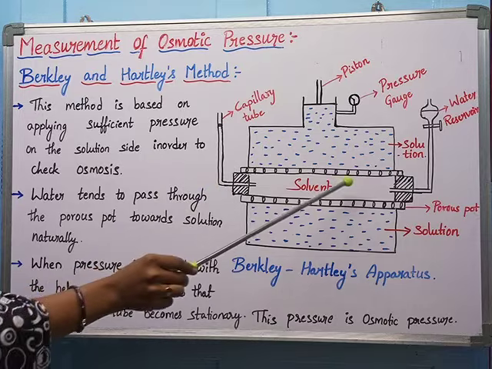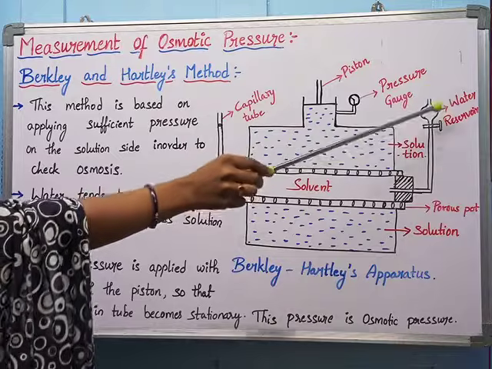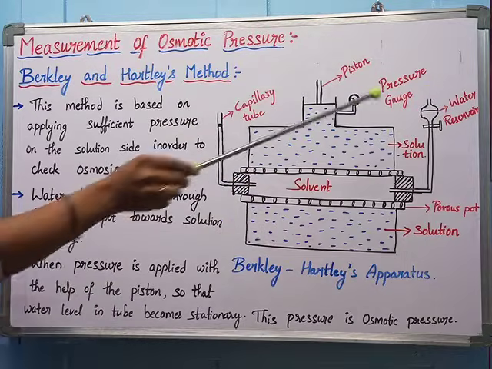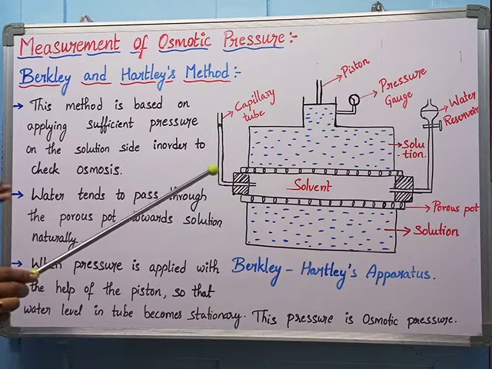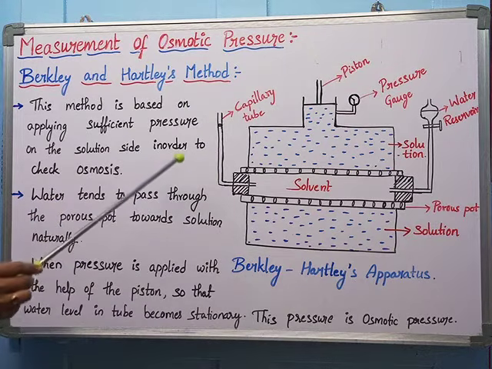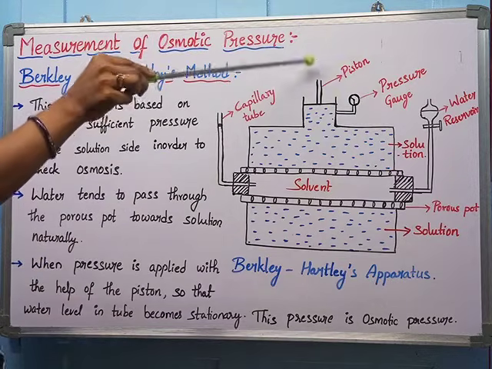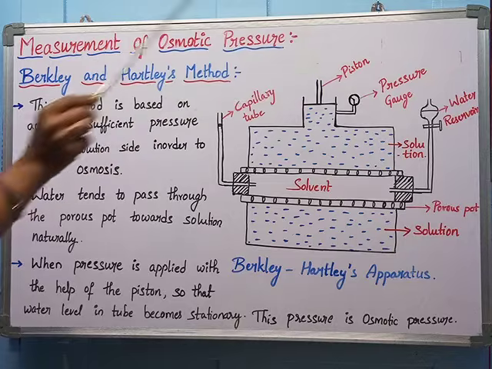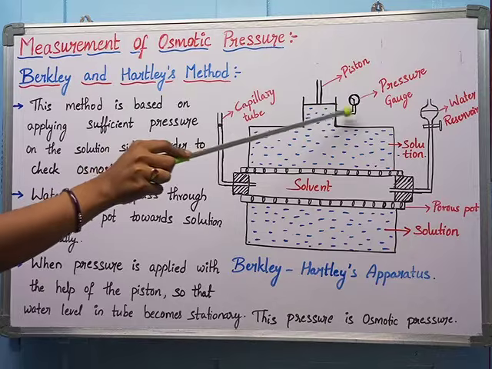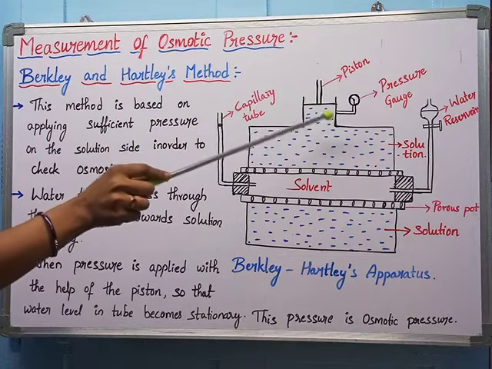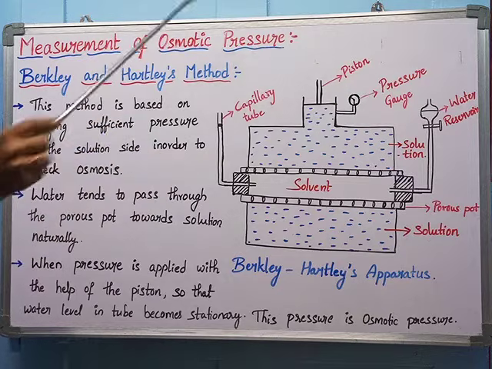This porous spot has two openings on both sides. One side is fitted with a water reservoir to introduce the solvent, and the other side is fitted with a capillary tube to check the level of the solvent inside the porous tube. Again, on top of the bronze cylinder there is a piston in order to apply pressure, and on the side you can observe the pressure gauge or manometer to record the pressure applied by using the piston.